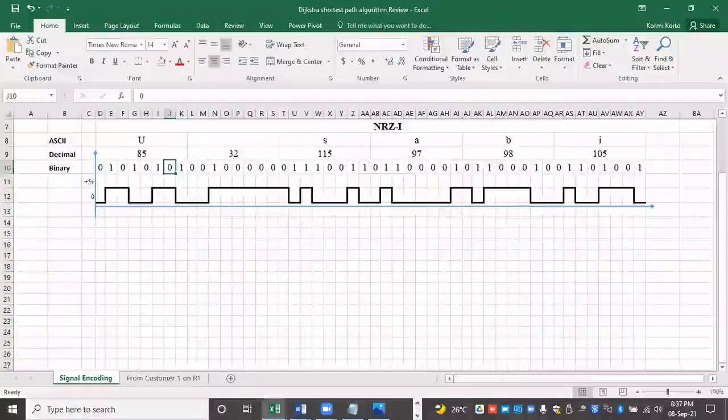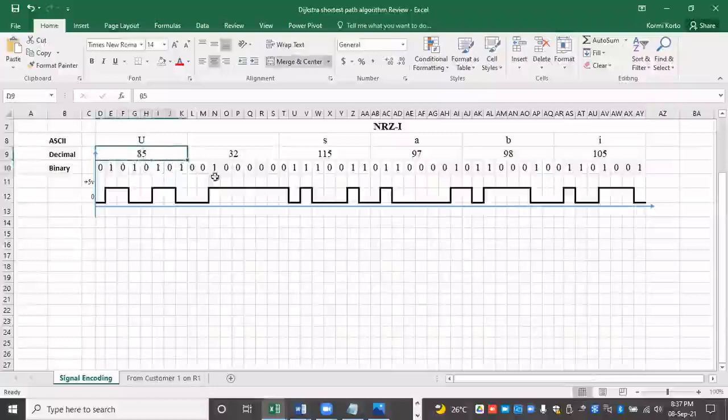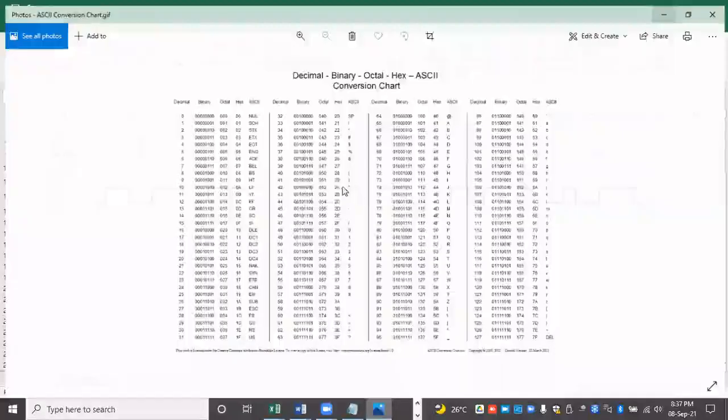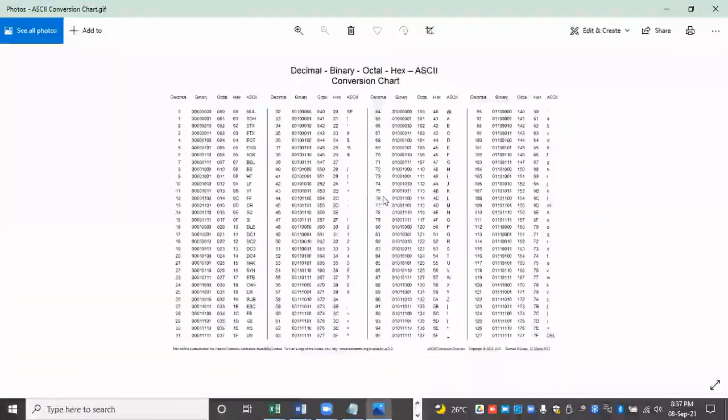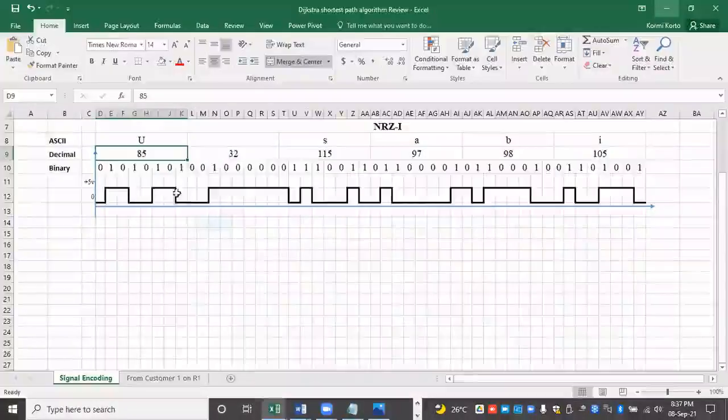So anyways, if you have the 85, you can just look up your ASCII conversion chart. 85, it's right up somewhere here. And that's uppercase U. So 85 decimal, its ASCII is uppercase U. So that's how we got the uppercase U.